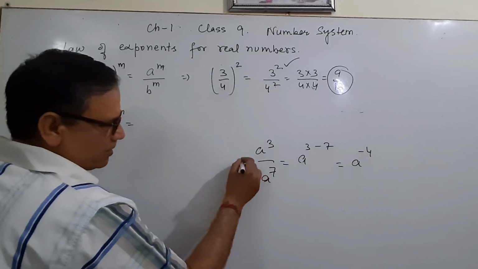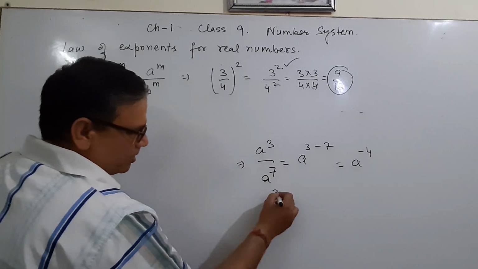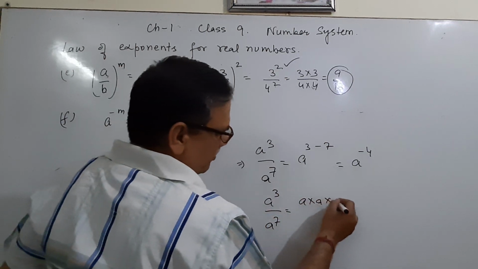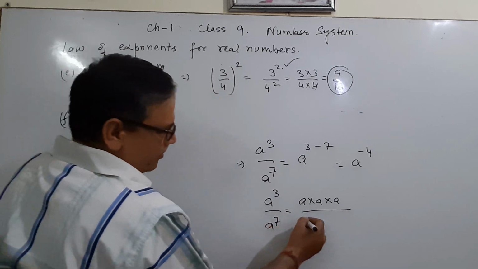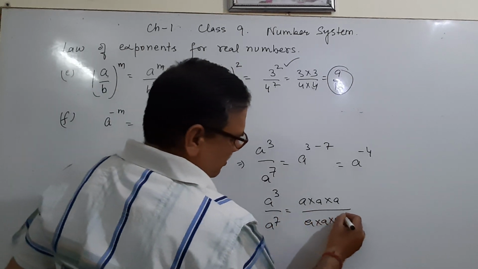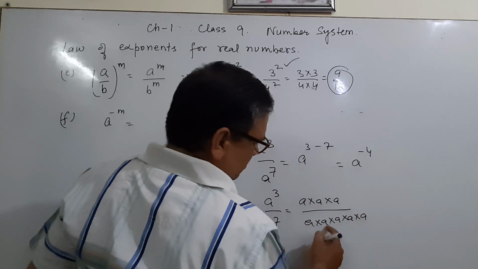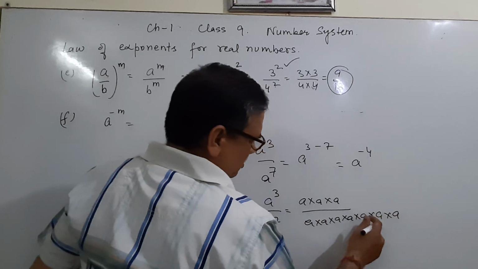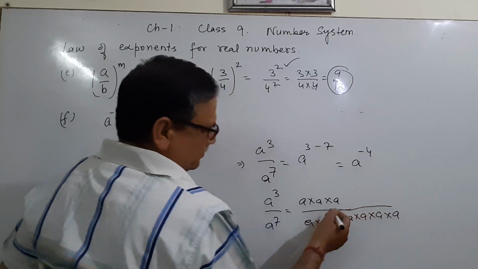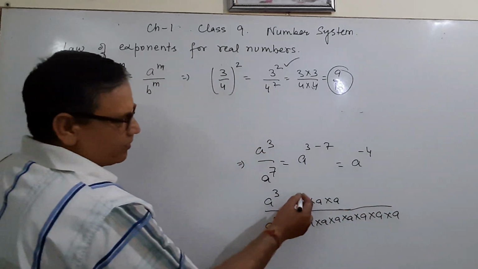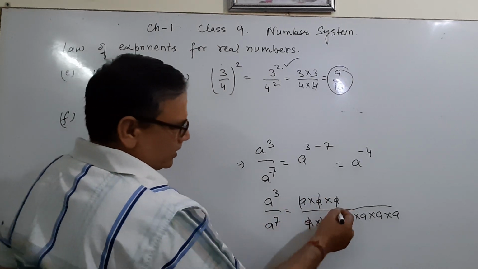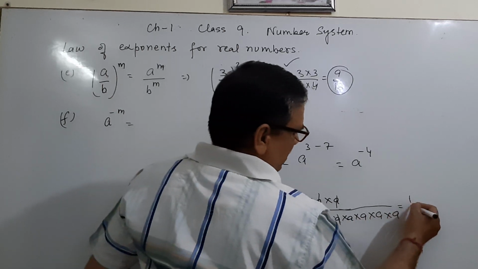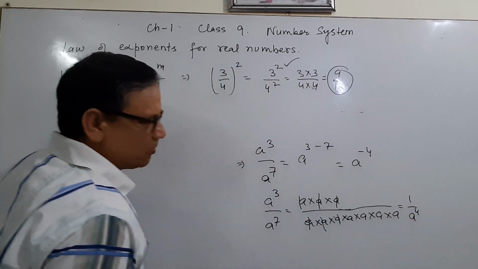And now the second, a power 3 upon a power 7. a multiply how many times? a multiply a multiply a. And a multiply a multiply a multiply a multiply a, 1 2 3 4 5 6 7 times. What is your answer? We have to simplify. 1, 2 and 3 cancel. How many are left? 1 2 3 4. So that means 1 upon a power 4.